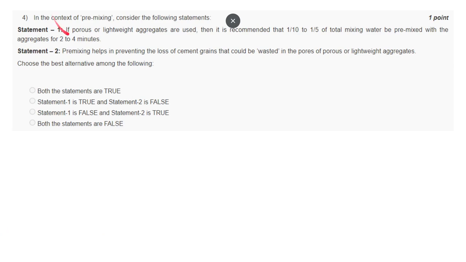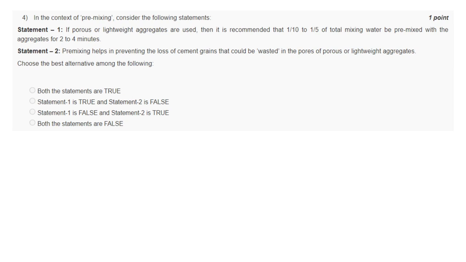Fourth question, in the context of pre-mixing, consider the following statements. Statement 1, if porous or lightweight aggregates are used, then it is recommended that 1 by 10 to 1 by 5 of total mixing water be pre-mixed with the aggregates for 2 to 4 minutes. Statement 2, pre-mixing helps in preventing the loss of cement grains that could be wasted in the pores of porous or lightweight aggregates. Choose the best alternative among the following.